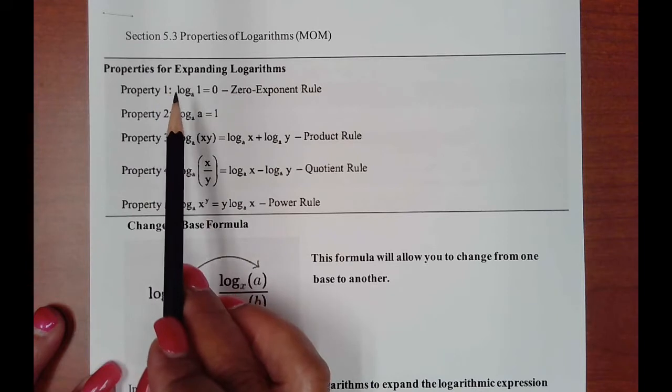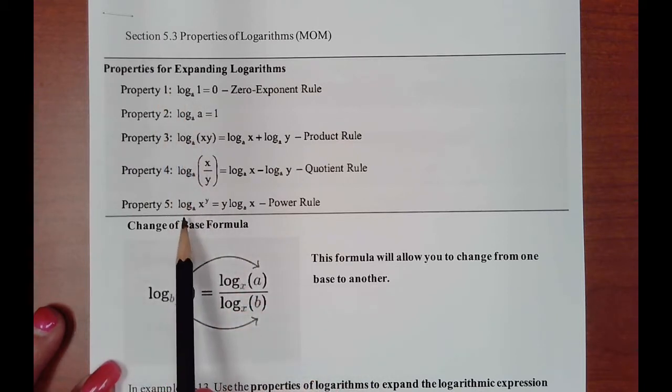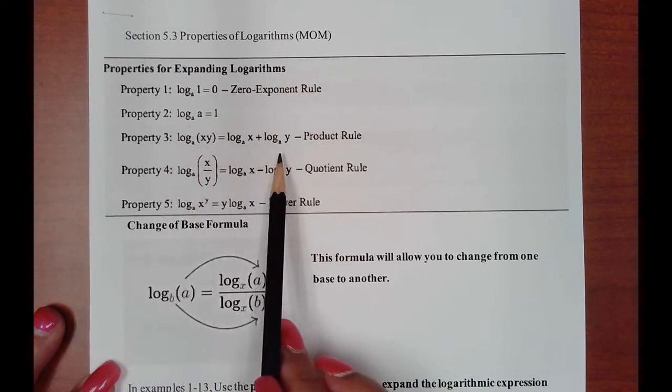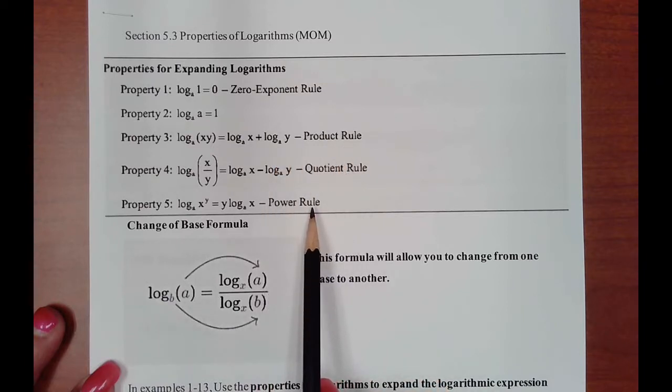On the left side, you see the single log representation where you only see the word log one time. That's called a single log. And then you see the expanded version on the other side, specifically for the product, quotient, and power rules.